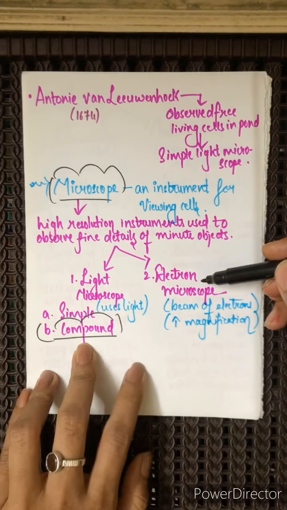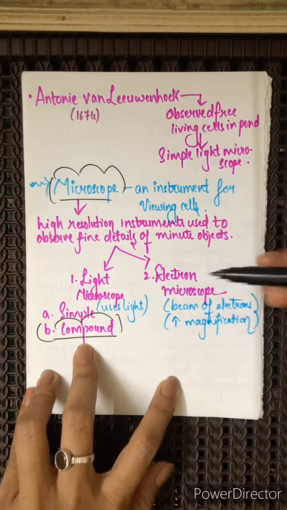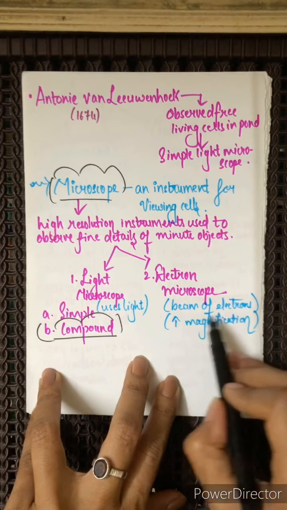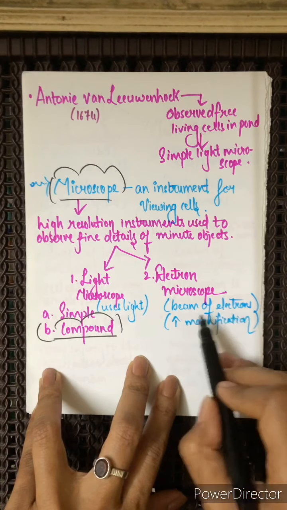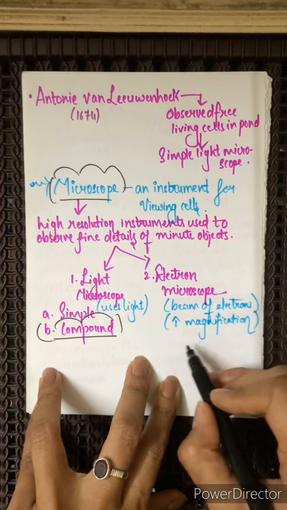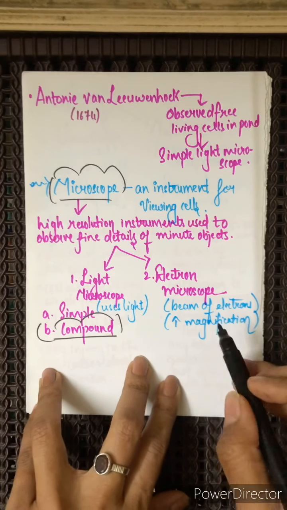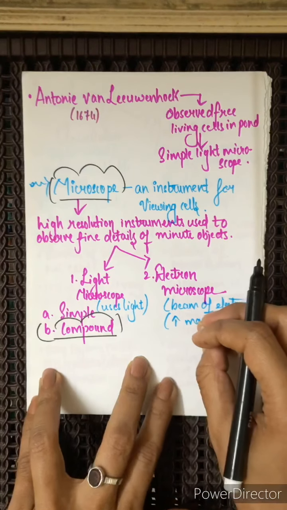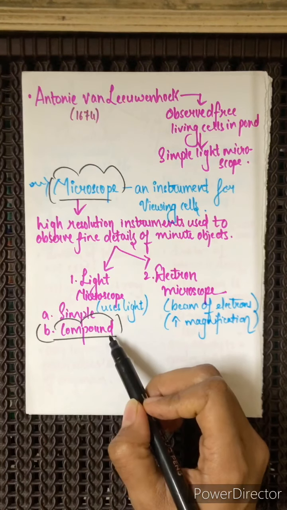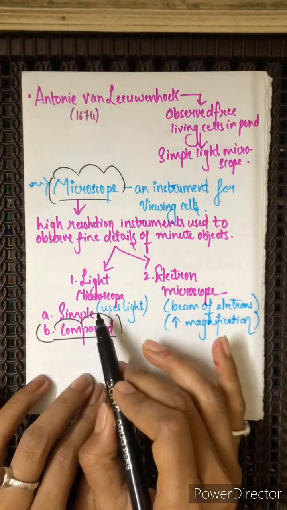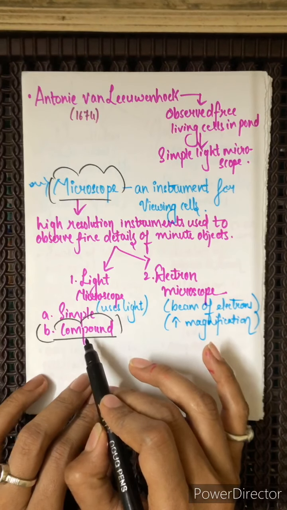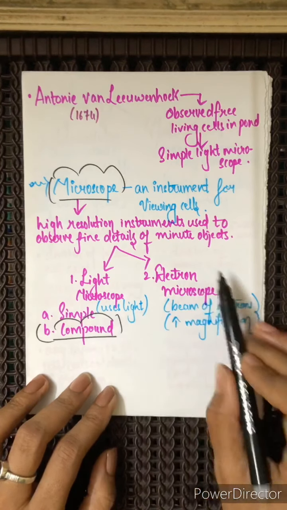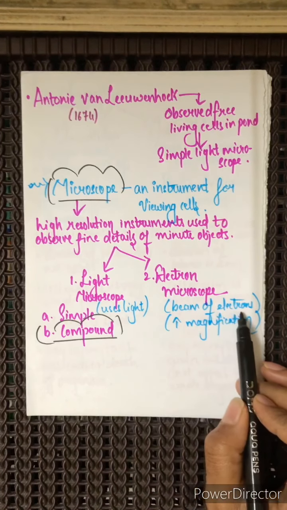And also there is a higher, latest version of the microscope, that is the electron microscope, which uses a beam of electrons. The beam of electrons is used for getting higher magnification, that is 1 lakh to 5 lakh times magnification of a given thing could be done. The light microscope, which includes the simple and the compound microscope, both use light for visualizing the sample, whereas the electron microscope uses electrons.